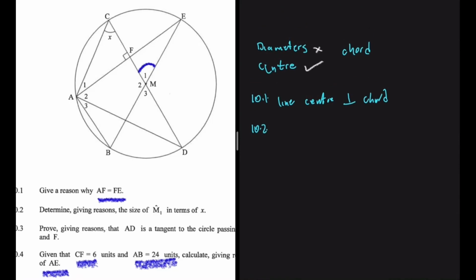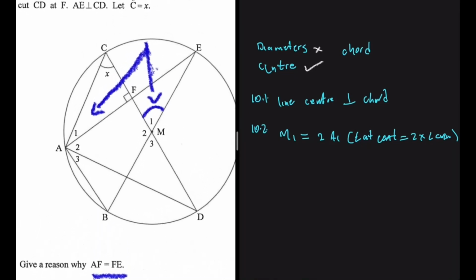Okay, it's easy to see that M1 is an angle at the center, and it should be equal to twice the angle at the circumference, right? Provided they are from the same arc. So M1 is being subtended by arc CE, and that arc CE is also subtending angle A1, right? So we can go ahead and say that M1 is equal to 2 times A1, angle at center is equal to 2 times angle at circumference, right? That is 10.2. But we need M1 in terms of X, right?